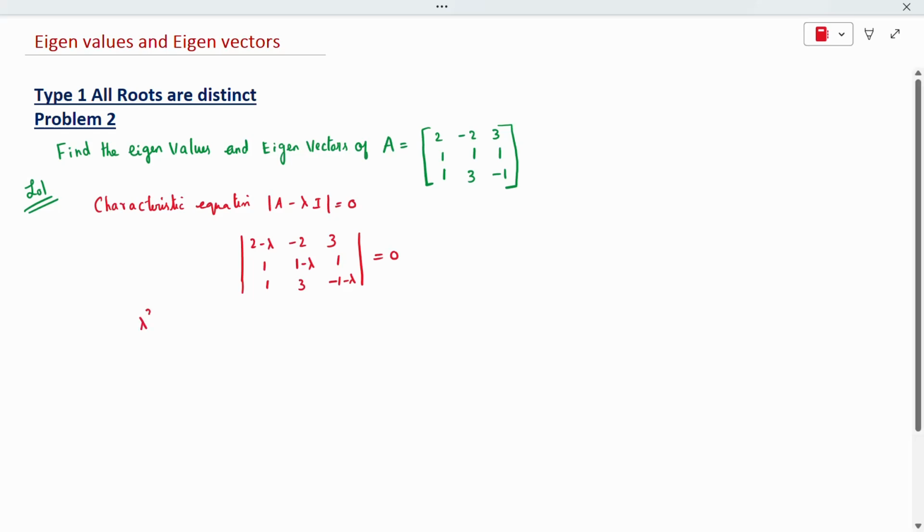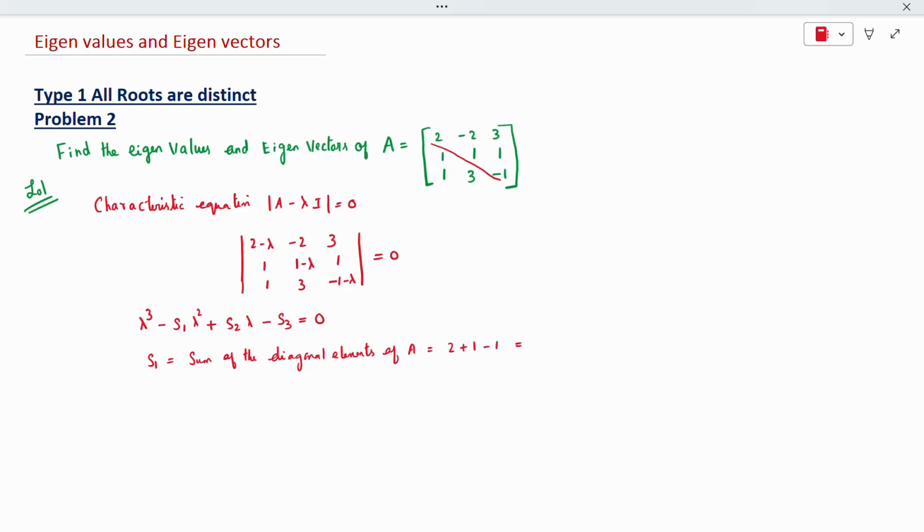Okay. So the shortcut is lambda cube minus S1 into lambda square plus S2 into lambda minus S3 equal to 0. Now S1 is nothing but the sum of the diagonal elements. So it is nothing but 2 plus 1 minus 1. So 3 minus 1, it's nothing but 2.